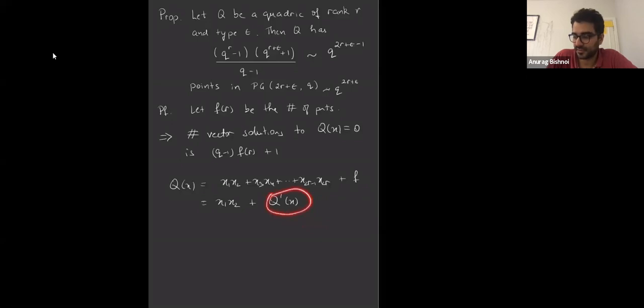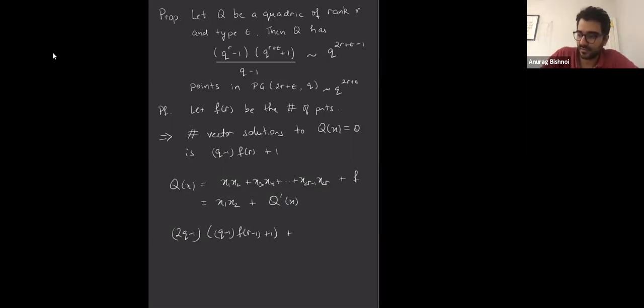So when this is equal to 0, there are exactly these many solutions. If this is 0, then the total number of solutions is just the number of solutions for x1, x2 equal to 0. And that is twice of q minus 1. So we have 2q minus 1 multiplied by q minus 1 f of r minus 1 plus 1. This is when q prime of x is 0.